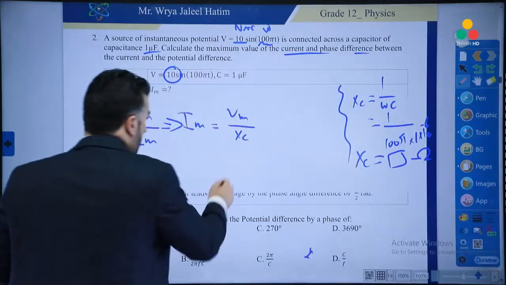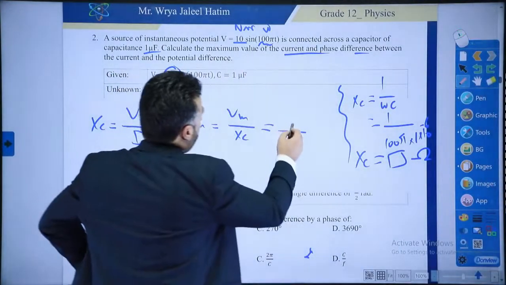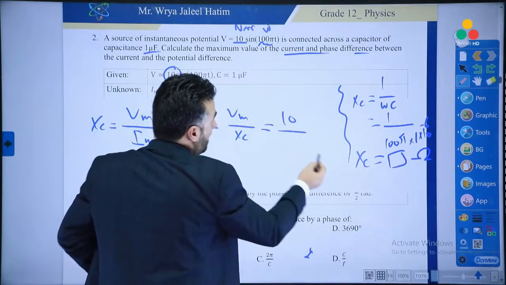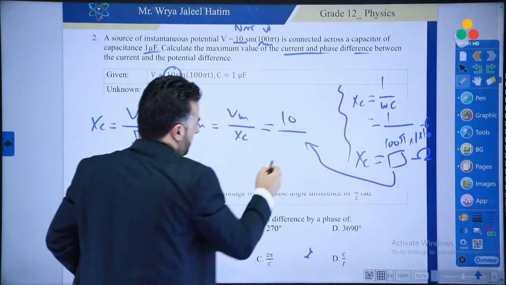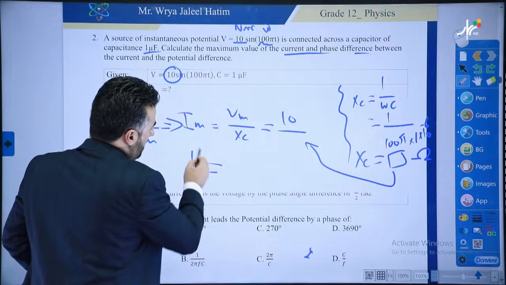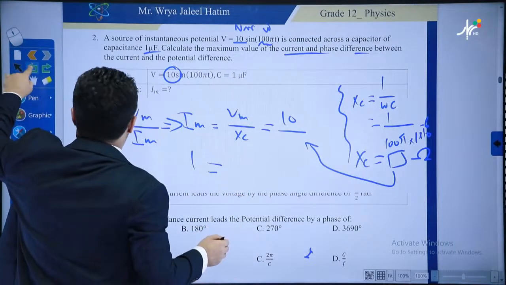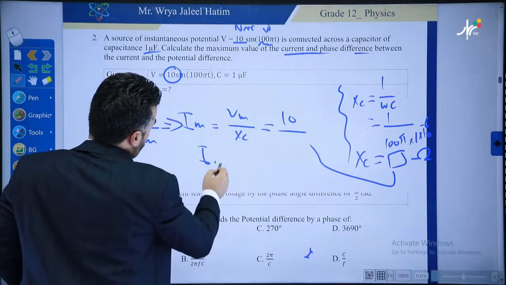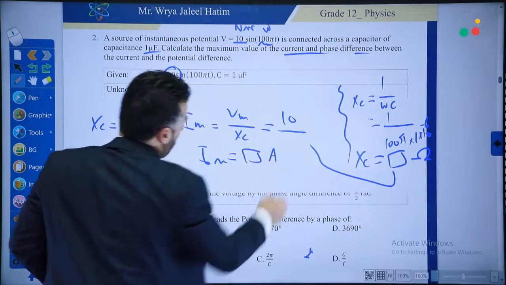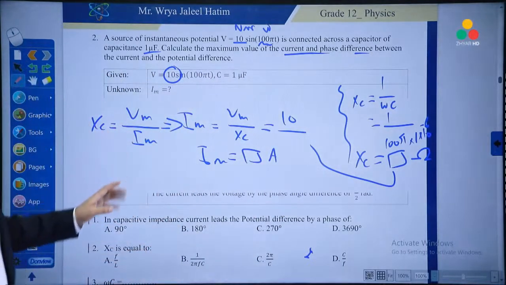Once you have this, let's say 10, that is because it's V maximum, divided by whatever this value is, plug it into the equation and, of course, you'll find I maximum. That is, of course, going to be in amperes, and that's it. Now, what about the second part of the question here?